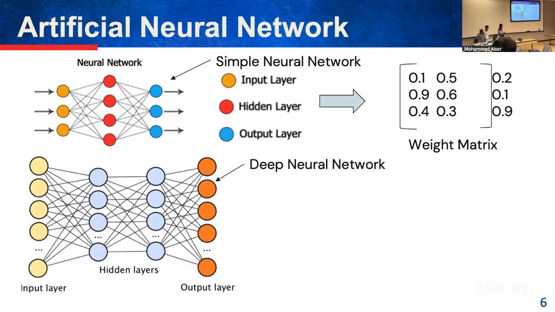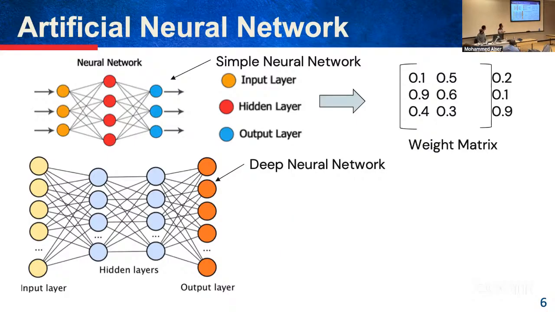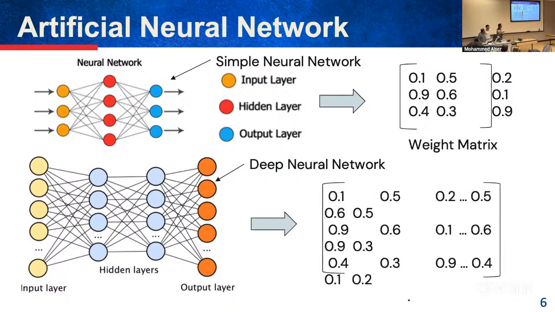This is a simple network, but this is a deep neural network. So any guess what change will happen to the weight matrix? Bigger? Yes, you got it. That means there will be a large weight matrix, right?